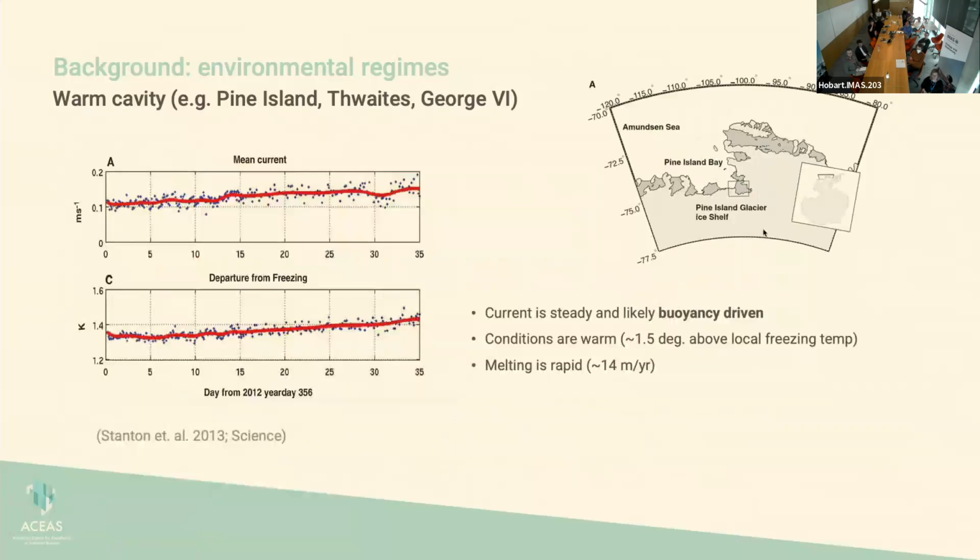And our counter example is Pine Island Glacier ice shelf. So this is a warm cavity. And then again, these are observations from within the cavity. So the current speed now is relatively fast, but it's steady. So this isn't a tidal flow. This is more like a plume that's running along the base of the ice shelf. And then the temperatures here are about 1.5 degrees above the local freezing temperature. And so we get quite rapid melting here of 15 meters per year.